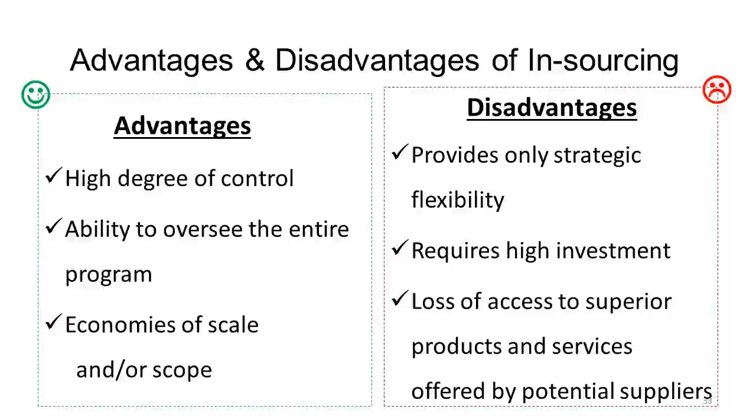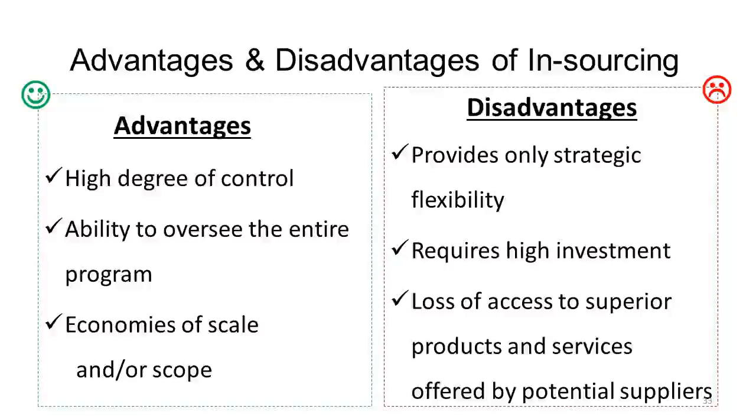Now, this point is a little tricky. Loss of access to superior products. The problem is, if you are manufacturing, let's say, the buttons on your own, you have your own factory of buttons. You're manufacturing garments, but you have set up a factory for buttons also. Will you buy new varieties of buttons from an outside vendor? The boss will say, why did we set up a button factory if you have to buy it from outside?